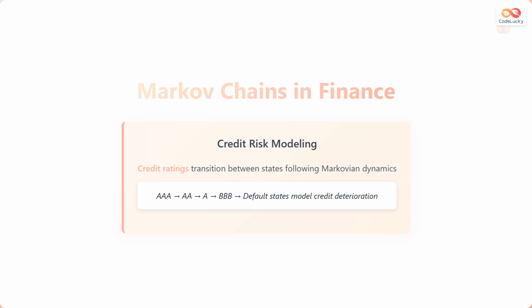Let's look at how Markov chains are used in finance, specifically in credit risk modeling. Credit ratings, such as those assigned by agencies like Standard & Poor's or Moody's, can be modeled as transitioning between states following Markovian dynamics. This means that a company's credit rating can change over time, and the probability of moving to a different rating depends only on its current rating. An example of this is that credit ratings may transition from AAA to AA, then to A, then to BBB, and eventually to default states, modeling credit deterioration. This allows financial institutions to assess and manage the risk associated with lending to different entities.